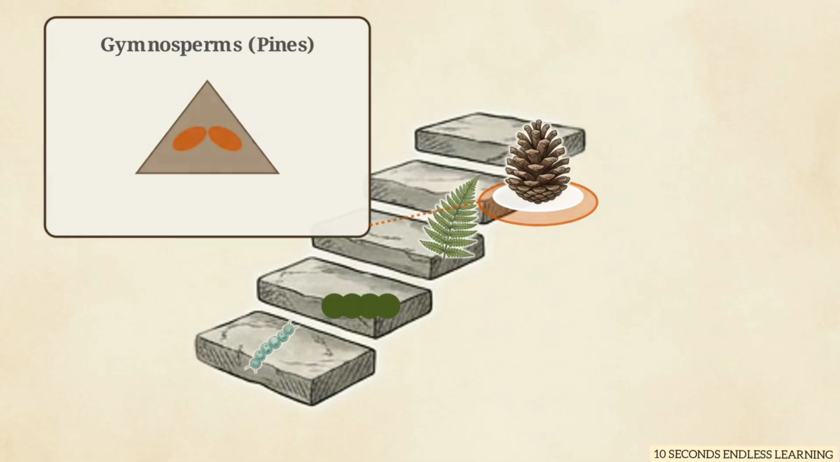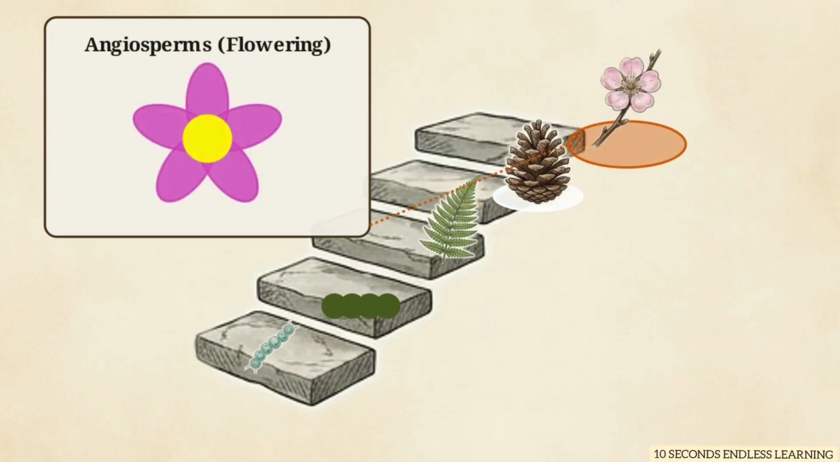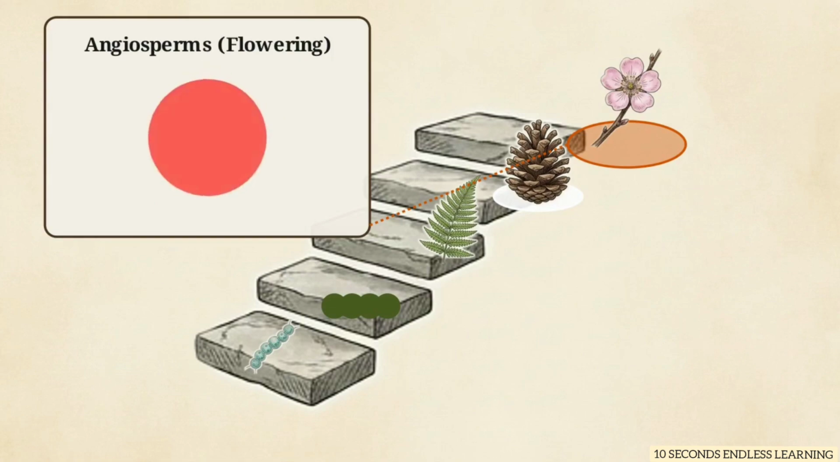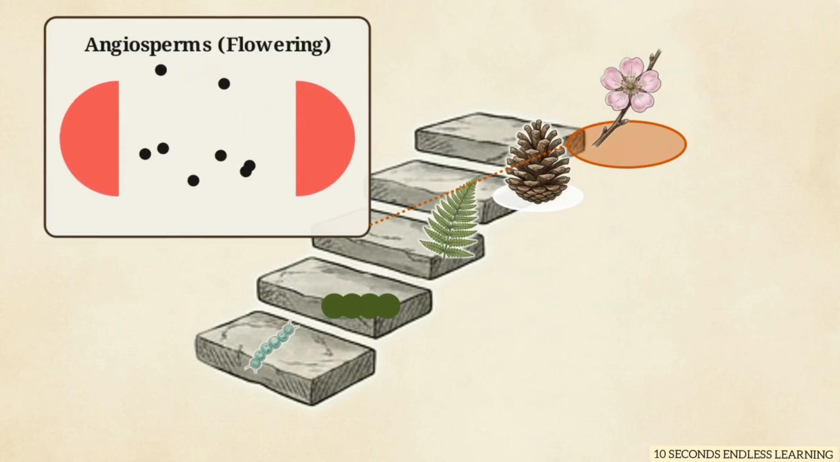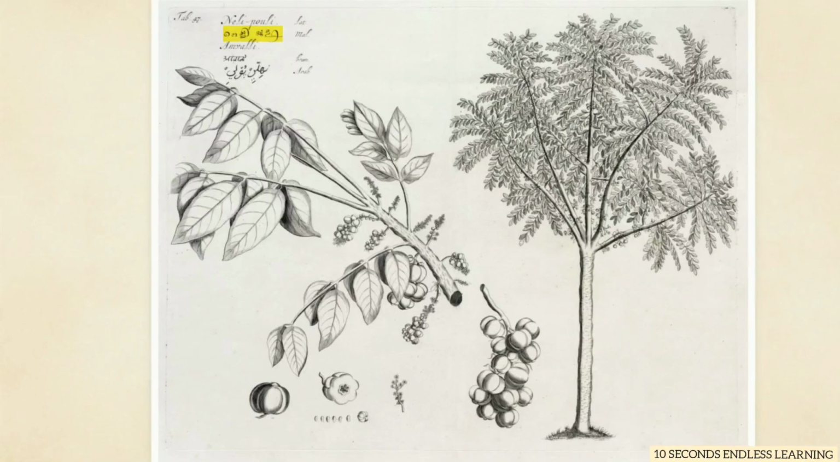At the top of the stairs are angiosperms, the flowering plants. They use flowers to attract pollinators and enclose their seeds inside fruits for efficient reproduction and dispersal. Early Indian texts, like the 17th century Hortus Malabaricus, systematically documented these complex plant traits long before modern genetics.